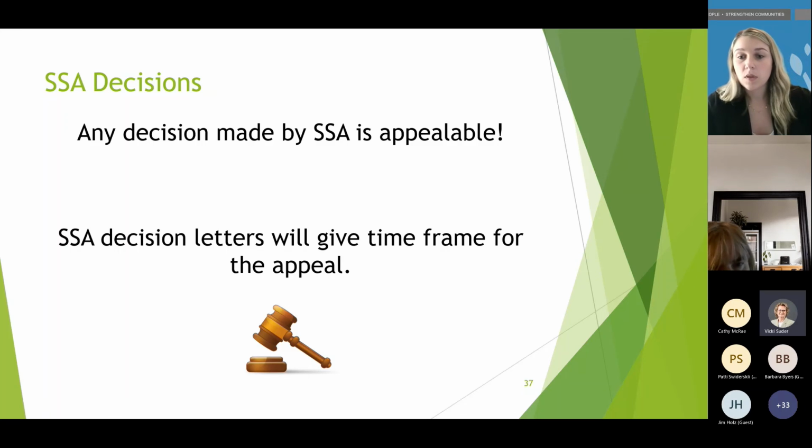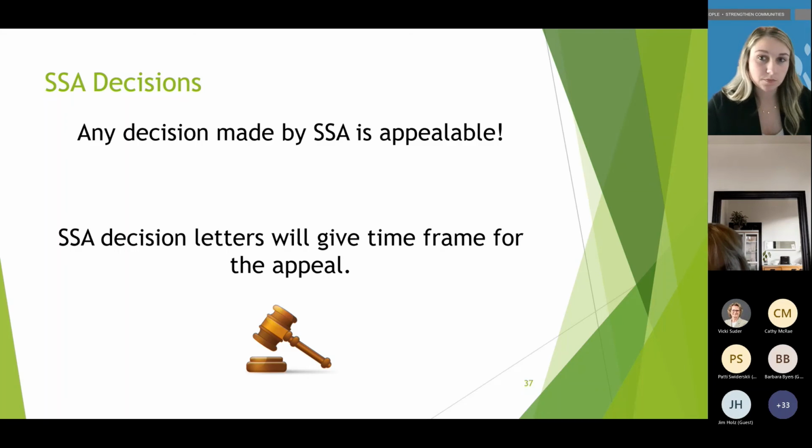Barbara, you've had your hand up. Did you have a question? Yes, sorry, real quick. With SSDI, you get Medicare after 24 months. Do you have to apply for that or do they do it automatically? It starts automatically after 24 months.